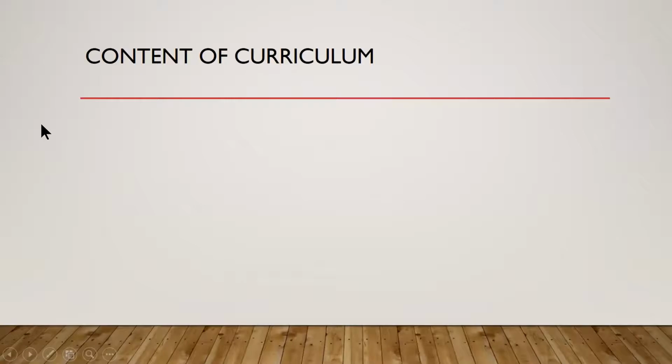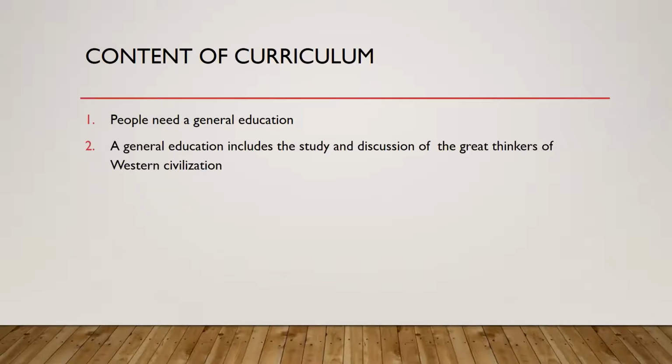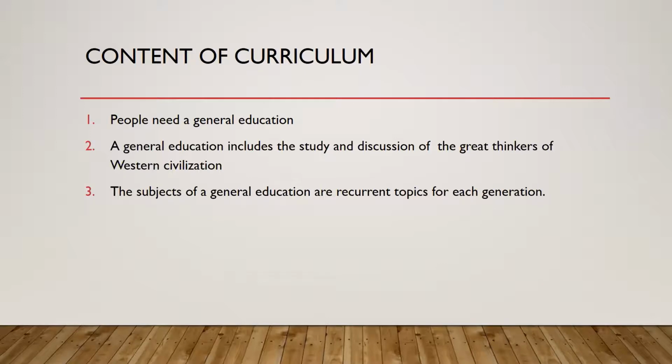Next, we are going to discuss Hutchins' contributions to the idea of what he believed the content of a perennial curriculum should contain. So Hutchins believed three things about curriculum. The first thing that he believed was that people need a general education. The second thing that he believed is a general education includes the study and discussion of the great thinkers of Western civilization. And the third thing that Hutchins believed is that the subjects of a general education are recurrent topics for each generation.